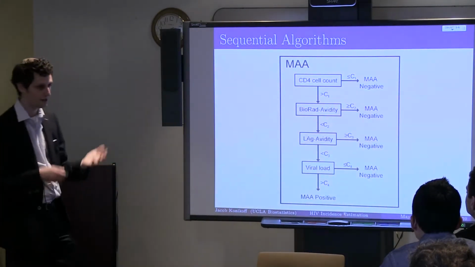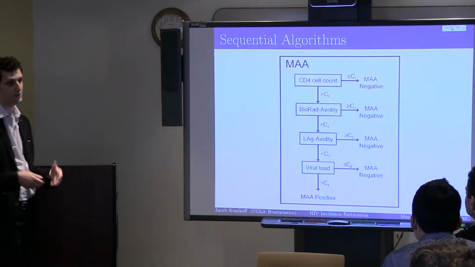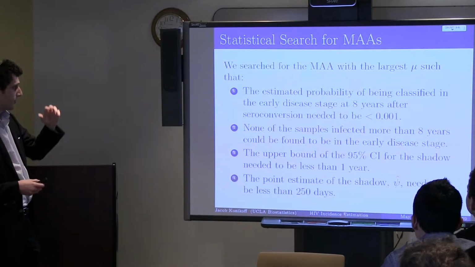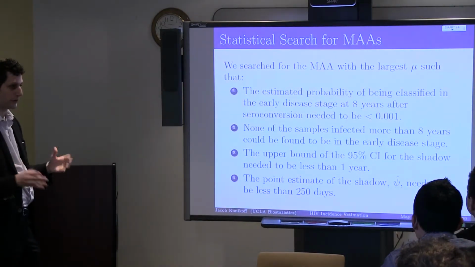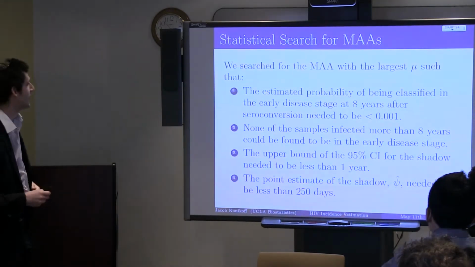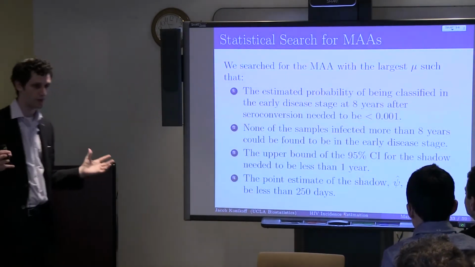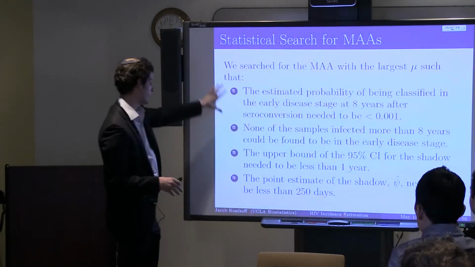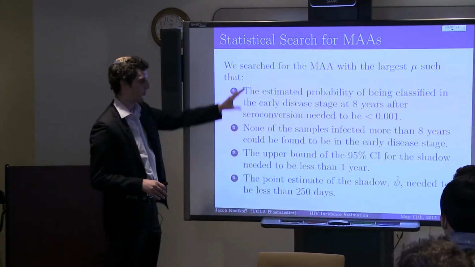How do we decide what's recent, what's not recent, or what's this early disease stage? How are we going to define it? So we basically did a brute force approach where we looked over all possible cutoffs. This is definitely the most dense slide I have. We looked over all possible cutoffs in a reasonable range, and we had 4 different criteria we wanted it to meet, and among those we want the one with the largest mu.